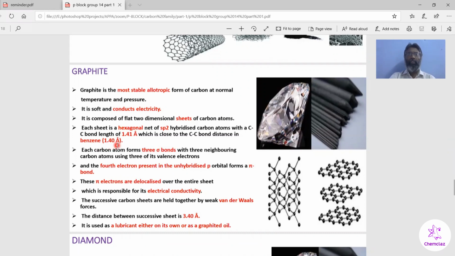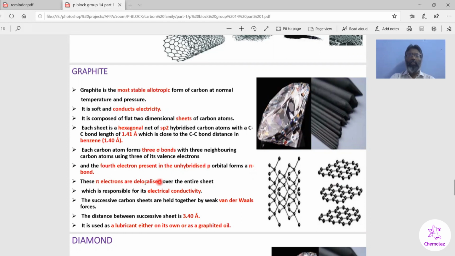So the reason is, carbon has valency 4. Out of 4, 3 hybridized orbitals are involved in sigma bond formation, and the remaining one unhybridized p orbital is involved in pi bond formation. Carbon valency is 4, with sp2 hybridization. So out of 4, 3 hybridized orbitals are involved in sigma bond formation, and one unhybridized p orbital of carbon is involved in pi bond formation, which is delocalized in nature in the sheet.